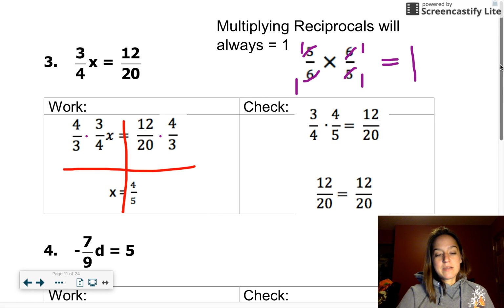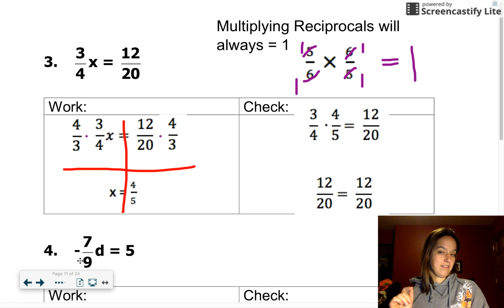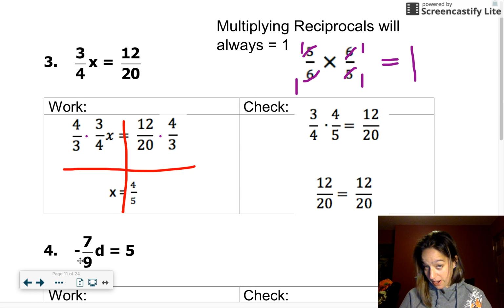Moving on to the second problem, which is -7/9 d equals 5. So when you go ahead, I want you to actually pause this video. I want you to solve it and then hit play. So hopefully at this point you actually did the problem and you didn't just wait for me to start talking.